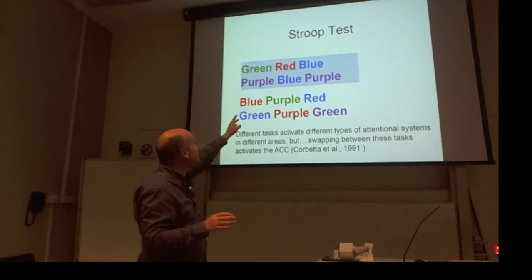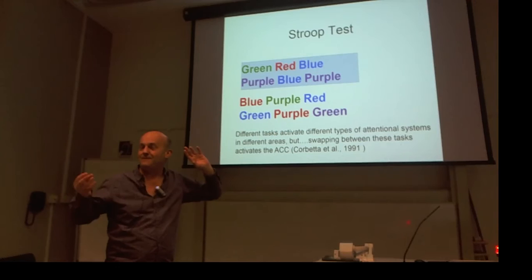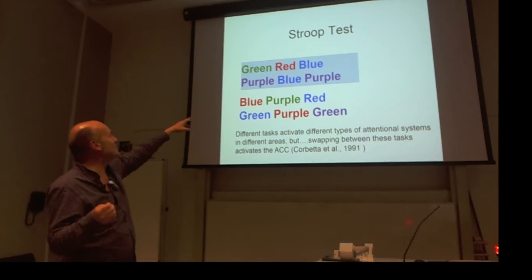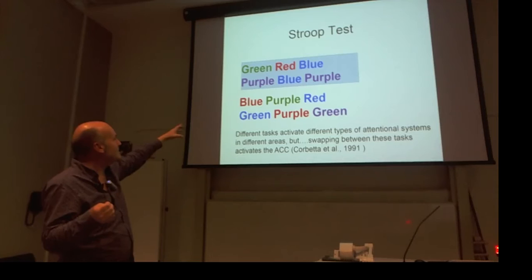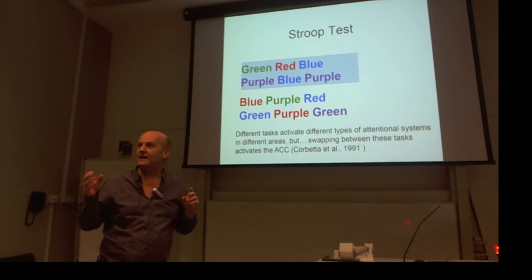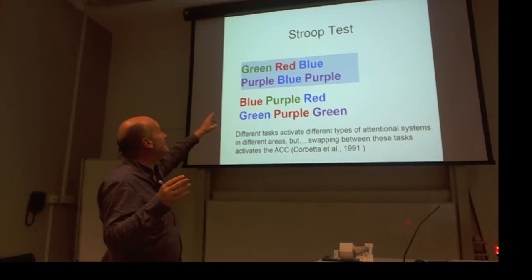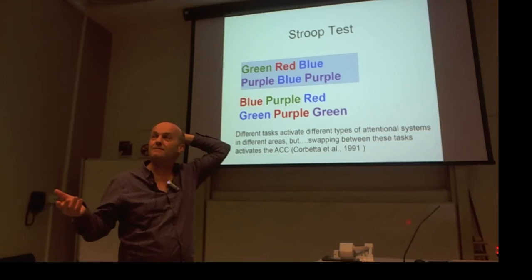The first one is quite straightforward. The colour of the word and the meaning of the word are congruent. So it's easy to read green, red, blue, purple. But then you're going to be slightly slower when you're reading blue, purple, red, green, purple, green, because the colour and the meaning of the word are not congruent. And you're going to be even slower if you're trying to name the colour. So if you're trying to name the colour of the print in the first one, very straightforward. You're being told the answer by the meaning of the word.